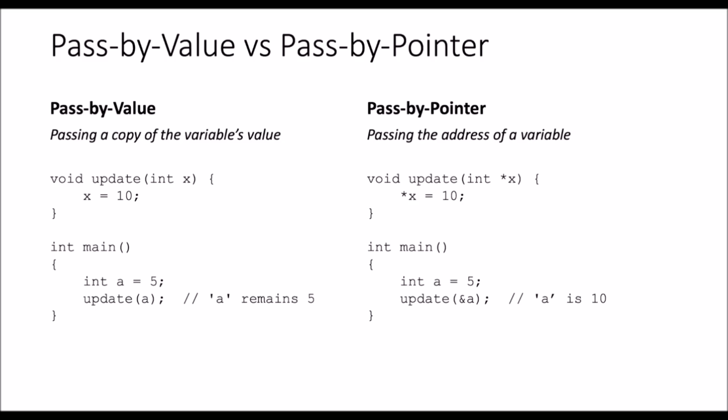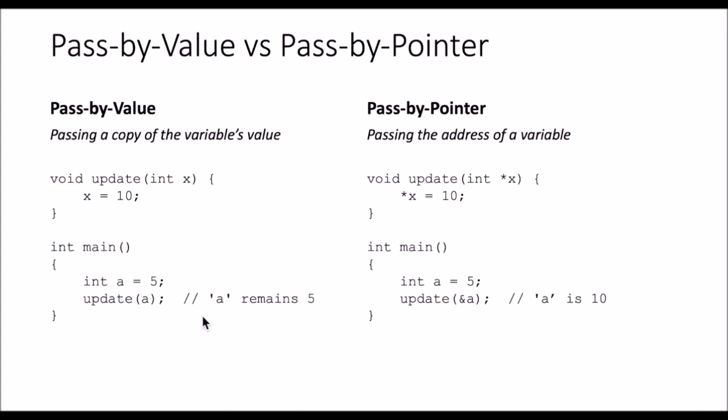The reason for this is that I'm passing value a by value, which means I simply copy the value in a, which is 5, over to x. So x also holds 5 now. Then when I assign x to 10, I only update x. I do not update a.